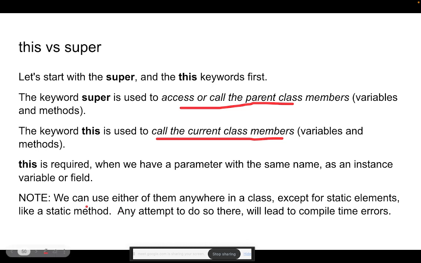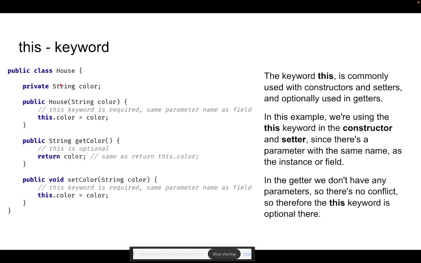Okay, now we can use this keyword anywhere in the class except the static element. So this is the example. If I have a private int color, and I am creating a constructor where I'm passing a color, so this color is basically considered as a local variable. Now to differentiate between the local variable and the class variable, I have to use this keyword. Okay, this is how usually it is. It is usually mostly used in setter and constructor, rarely in getter functions. Okay, that is one aspect.